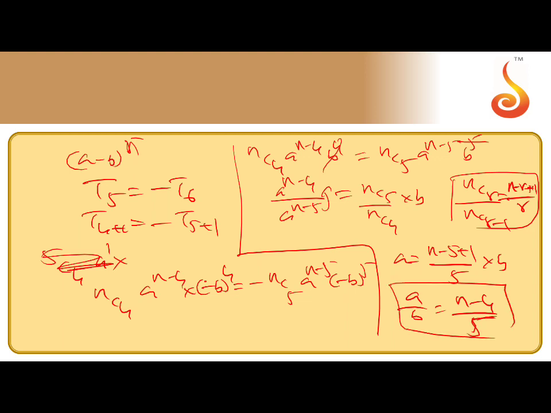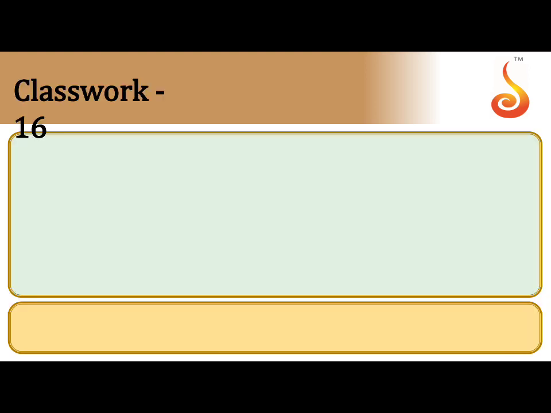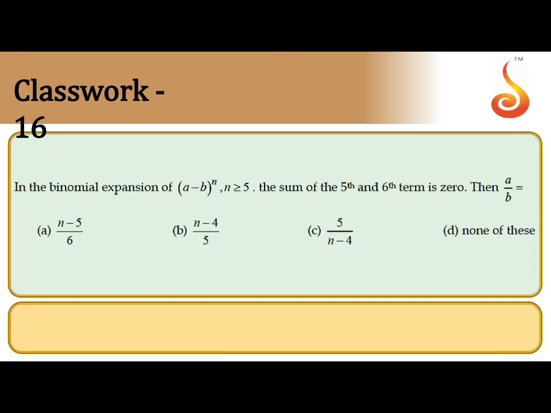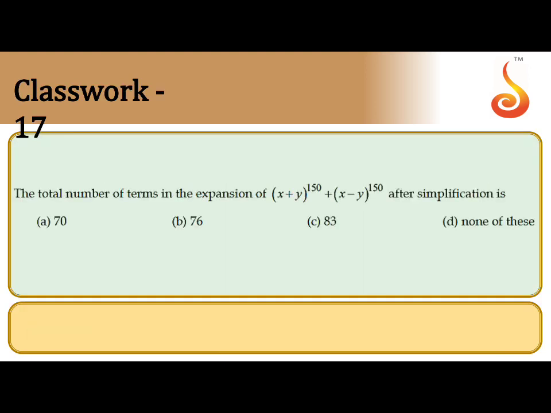Understand here? If you take this one numerator, n minus 4 minus n plus 5 gives a power 1, this value. And on the right side, apply the formula to get the answer. I hope you know: just T5 equal to minus T6 and solve the question. So the answer is n minus 4 by 5. So option B is correct.